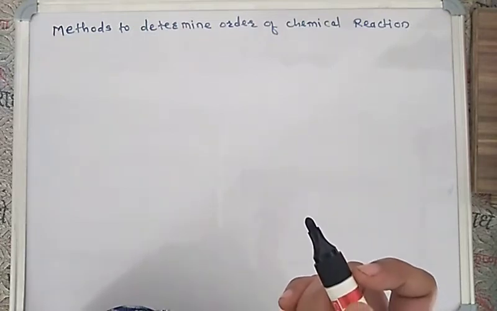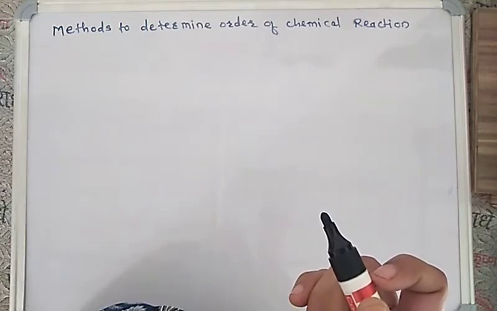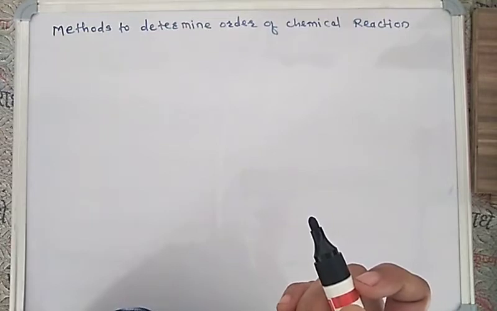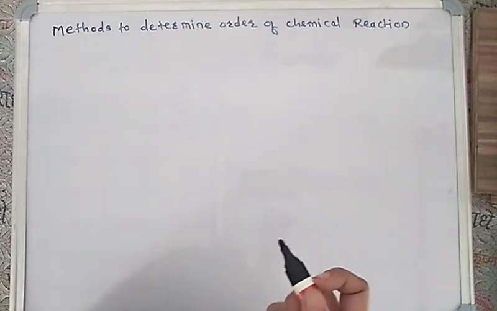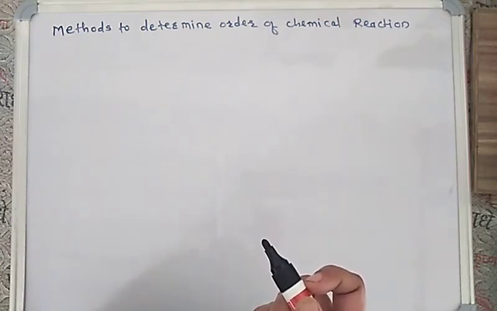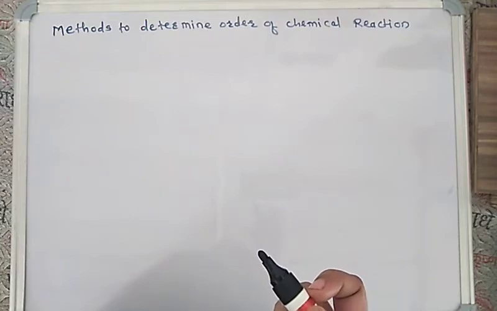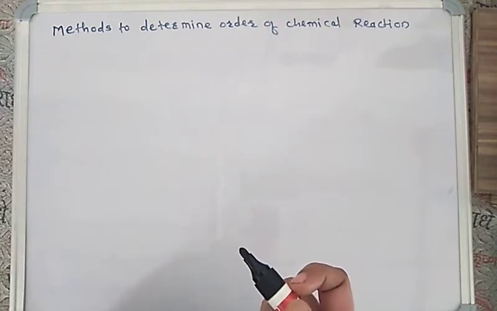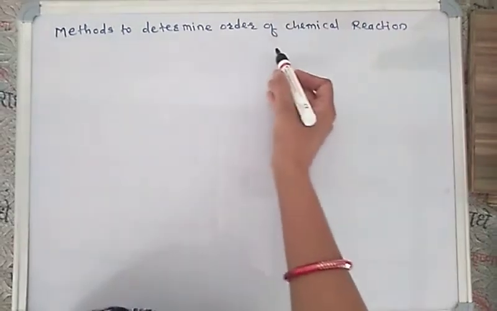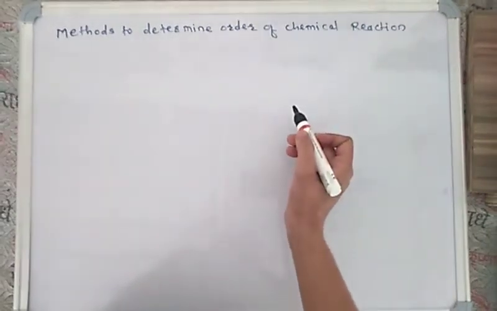In the last video, we saw the third order reaction. In that, we saw the integrated rate equation method for equal initial concentration. Also we saw the characteristics of third order reaction and some examples of the third order reaction. So in this video we are going to see methods to determine the order of a chemical reaction.